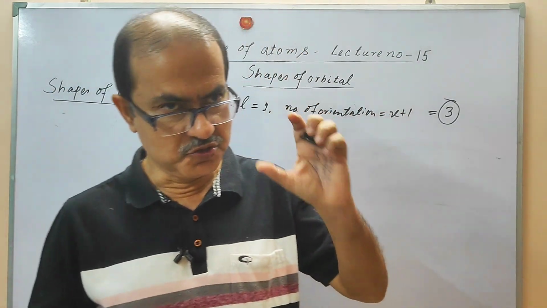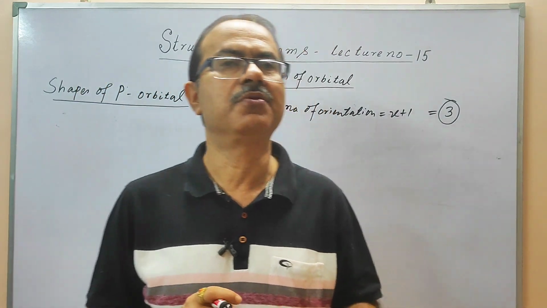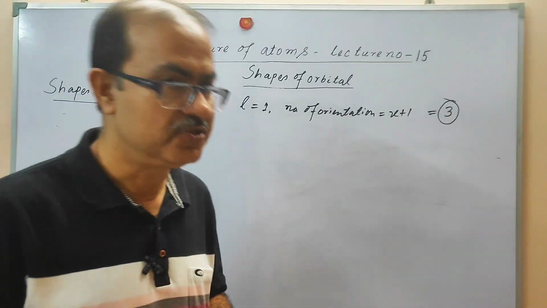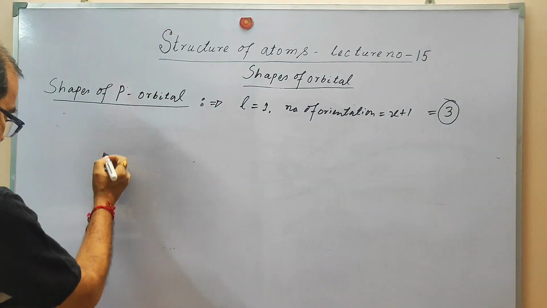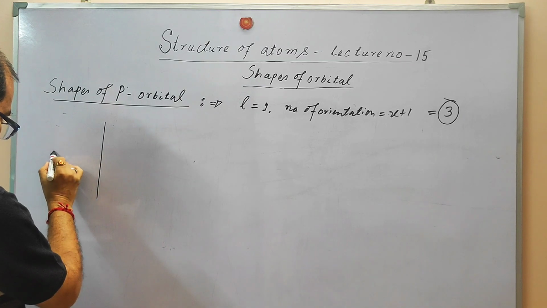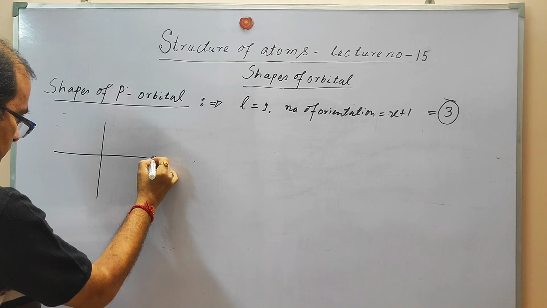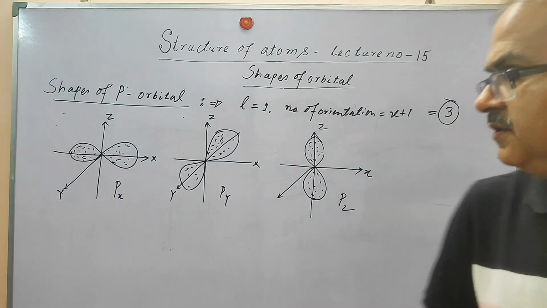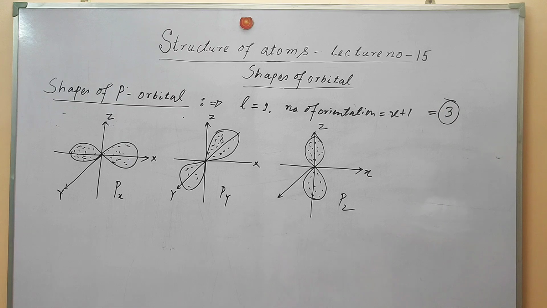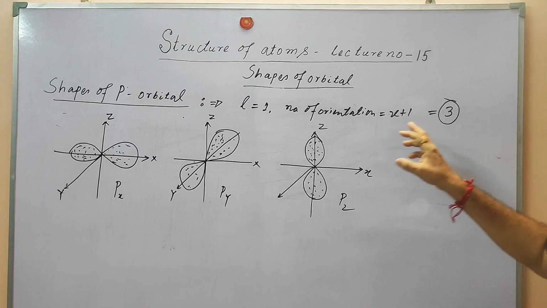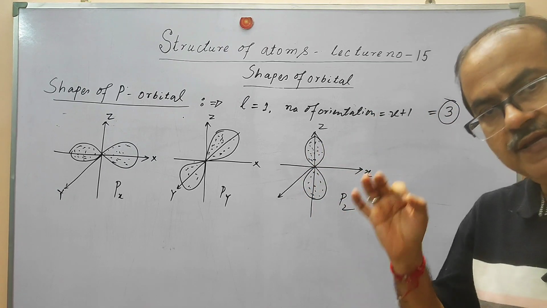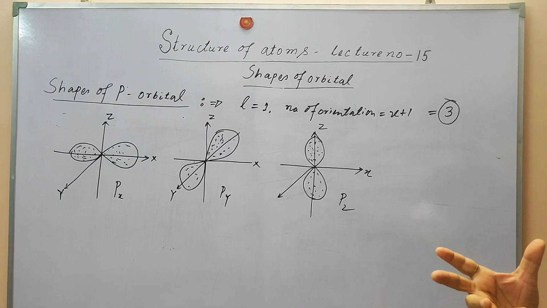The s orbital has a spherical shape, whereas the p orbital will have a different shape, and its surface boundary diagram is like this. This is the surface boundary diagram of the p orbital. And we know there are 3 orientations. The shape of these 3 p orbitals is the same, but their orientation is different.